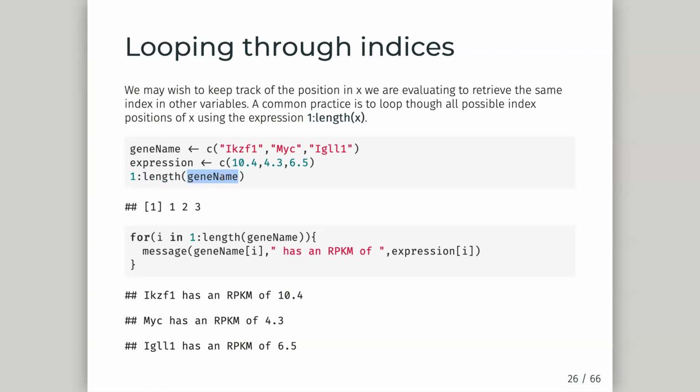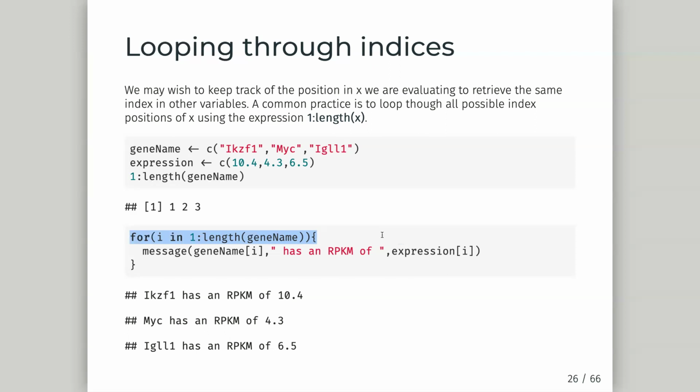1 will be the first position. So in this case, it's a length 3. If I do 1 to length of gene name, I will get 1, 2, 3. Okay, so that's every potential index in my gene name, which I know will correspond to every potential index in the expression. So this is probably the most common way you'll do a loop. For i in 1 to length of gene name.